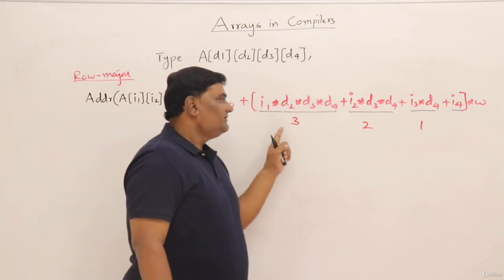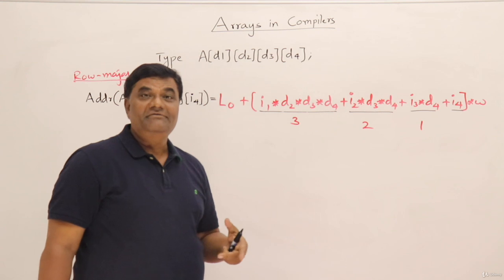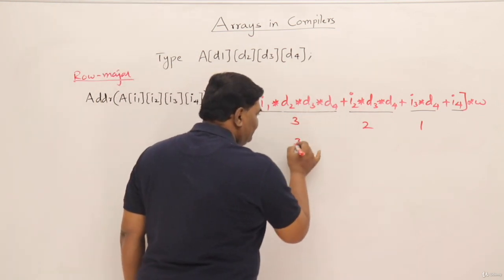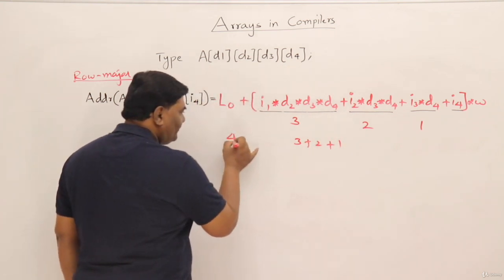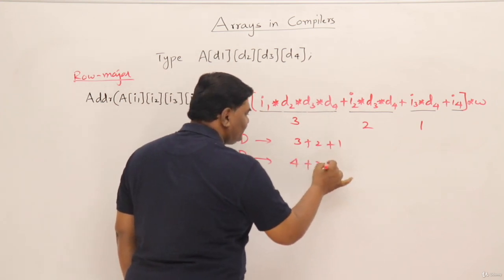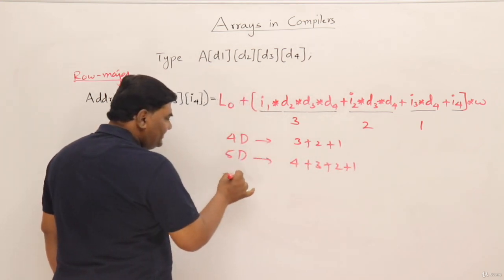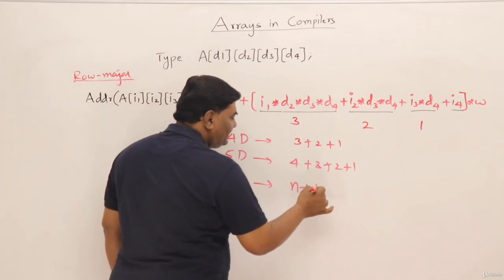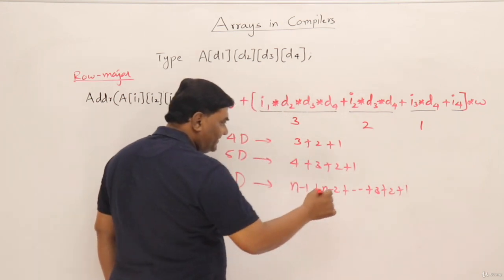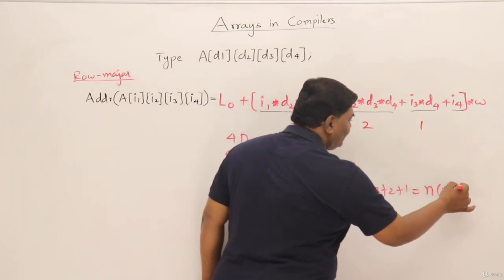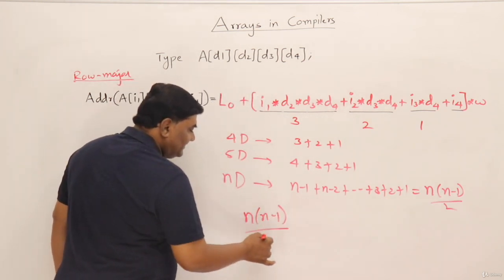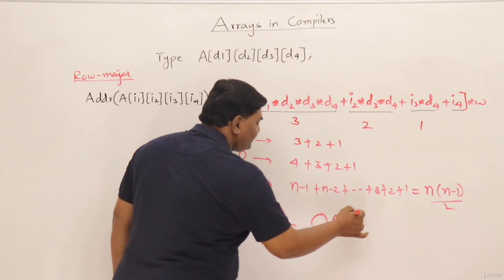Depending on dimensions, the number of multiplications inside the brackets may vary. Now for 4 dimensions, how many multiplications are there? This is 3 plus 2 plus 1 for 4D. It means for 5D, how many multiplications will be there? So 4 plus 3 plus 2 plus 1. So for n dimensions, how many multiplications will be there? N minus 1 plus n minus 2 plus, goes on to 3 plus 2 plus 1. So this is nothing but n into n minus 1 by 2. So n into n minus 1 by 2 is of the order of n square multiplications.